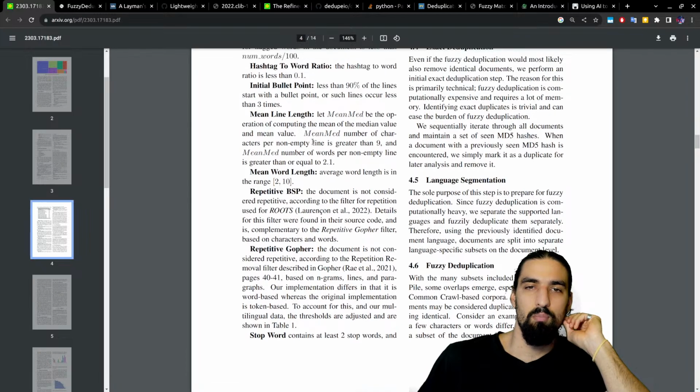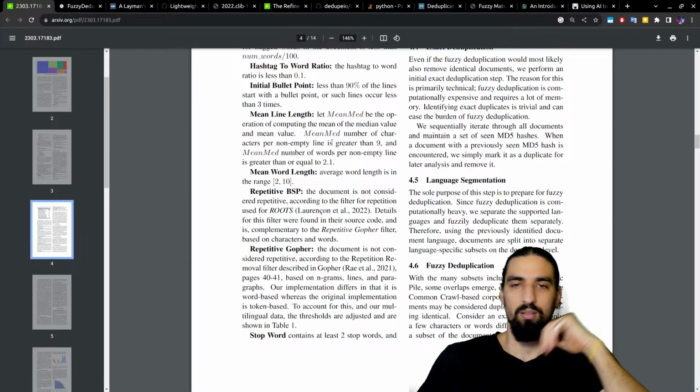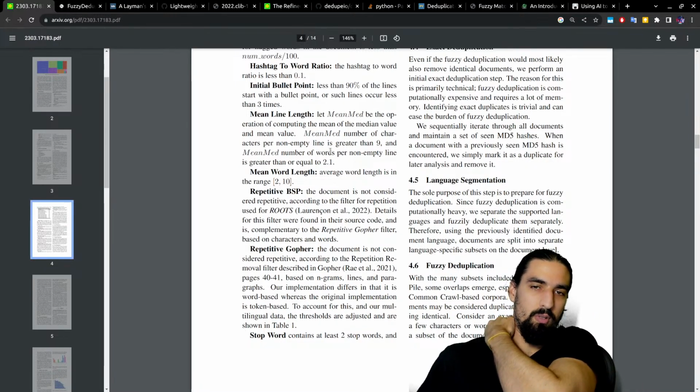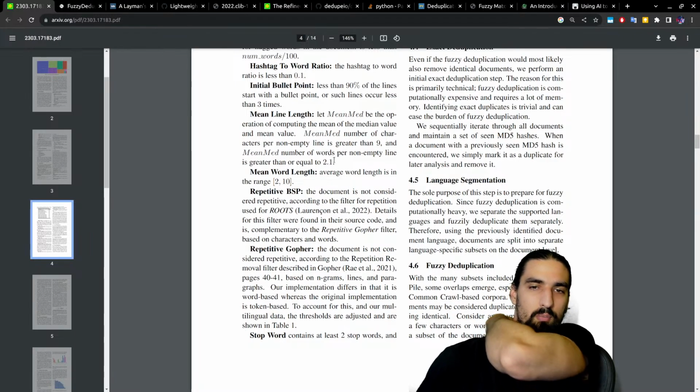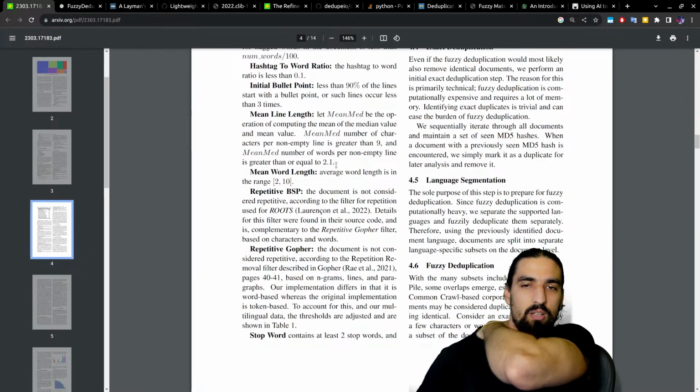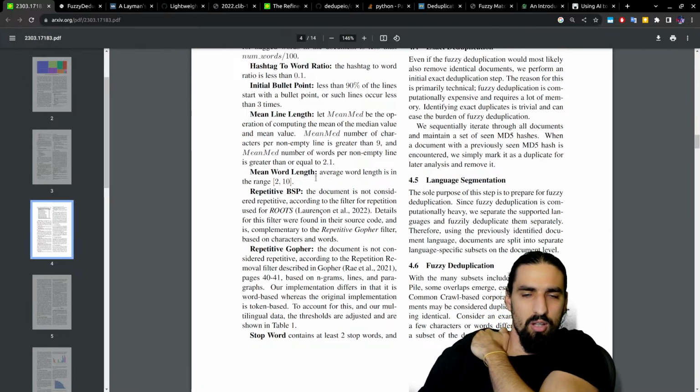Okay, mean line length. The mean of the median value and mean value. The mean number of characters per non-empty line is greater than 9. Okay, a ton of heuristics that are not going to be useful for us as much. Mean word length.